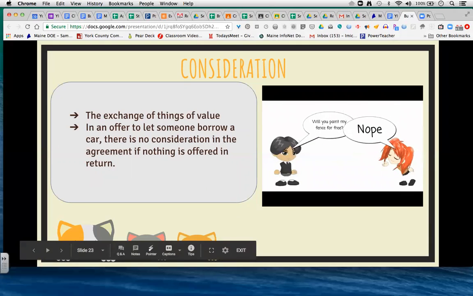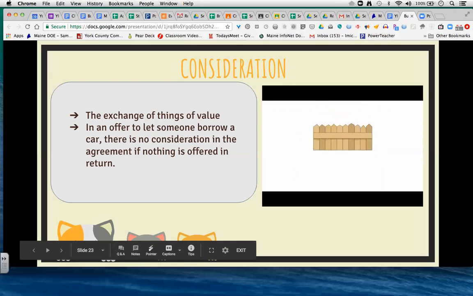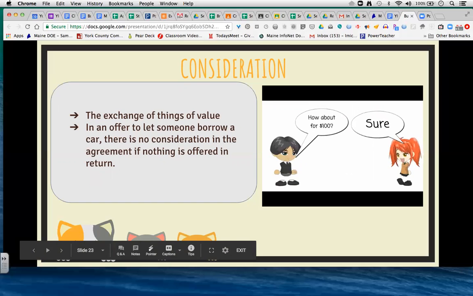For example, let's say Peter asks Sally to paint his fence, and Sally says no. That's not a problem. Sally doesn't have to paint anybody's fence. And Peter doesn't have to pay anybody if he doesn't want to. But Peter's fence is not going to get painted. Now let's say Peter and Sally agree that Sally will paint Peter's fence for $100.